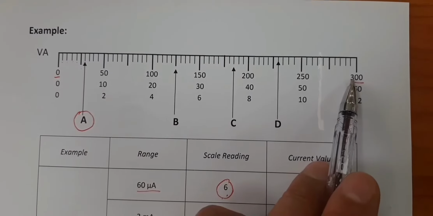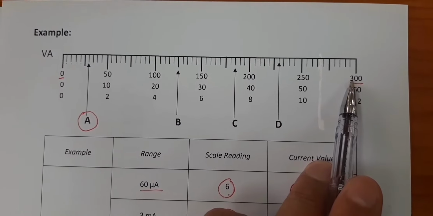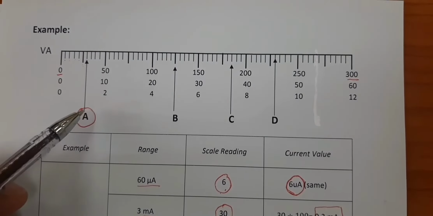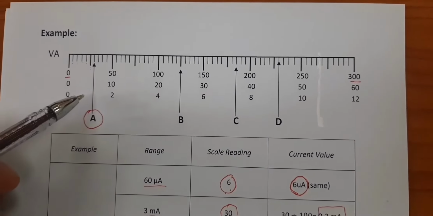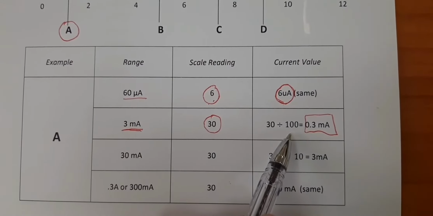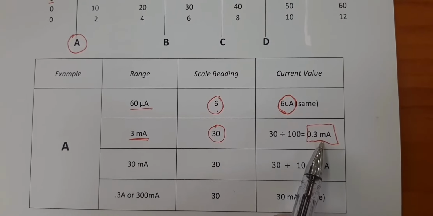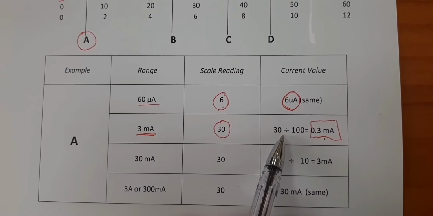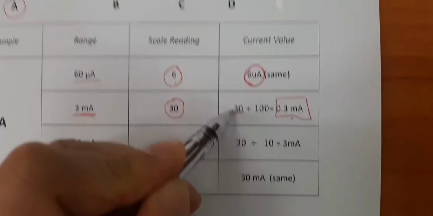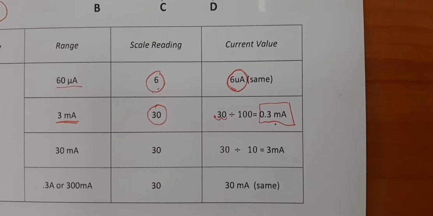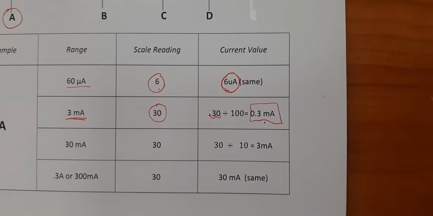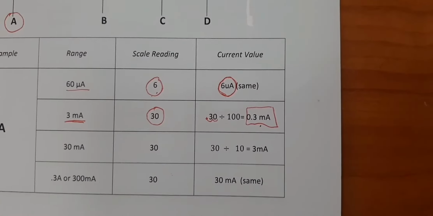Again, for the range of 3, we will be using the 0 to 300 scale, and each line is equivalent to 5. So 5, 10, 15, 20, 25, 30. Our scale reading is 30 divided by 100, which will be 0.3 milliampere. Or you need to move 2 decimal places going to the left, like 1, 2. So we have 0.30 milliampere, or 0.3 milliampere. That's the final reading.